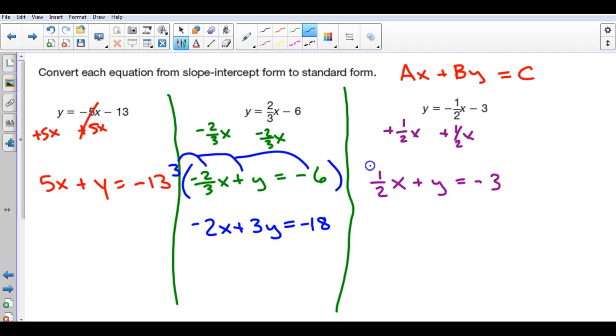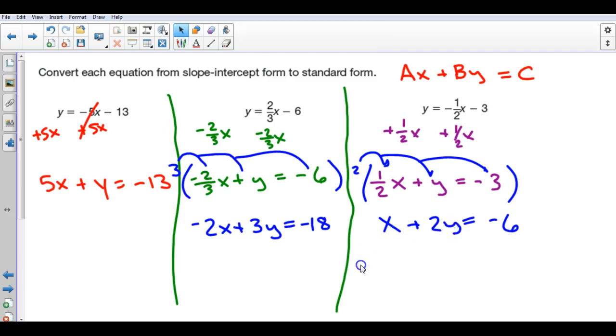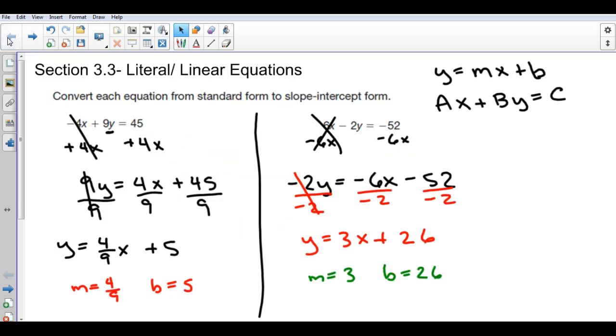I'm going to do that by multiplying by what my denominator is here, by 2. And you're going to do that across all three of these terms. So 2 times a half, well, if you have 2 halves, you have 1 whole, so that's x, plus 2 times y is 2y, and 2 times negative 3 is negative 6. So what you end up with then is an equation where your x and y are on the same side of the equal sign. They are not fractions, and we put our equation from slope-intercept form into standard form. And the ones that we did this were just vice versa.